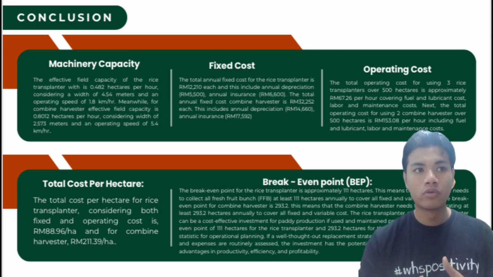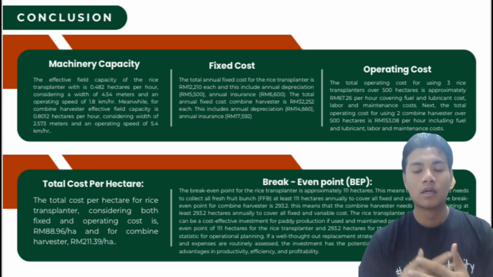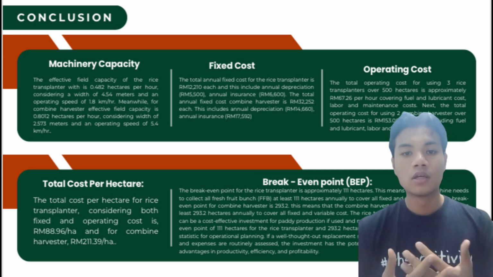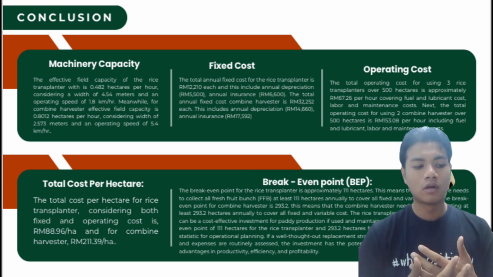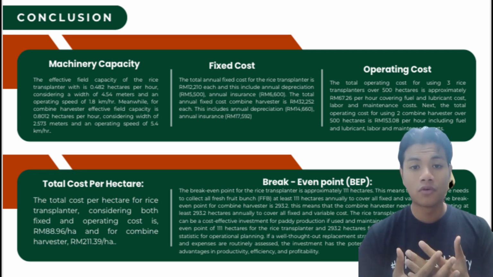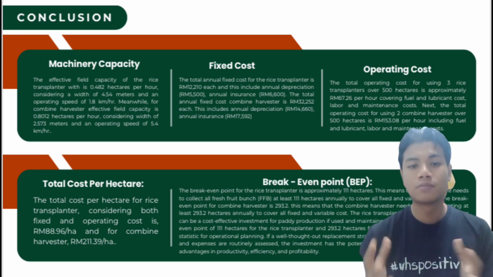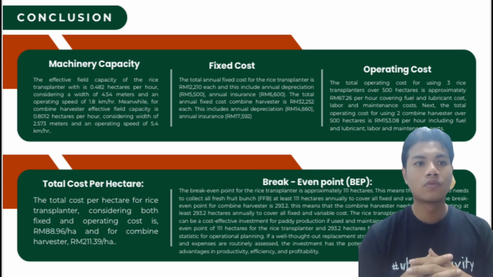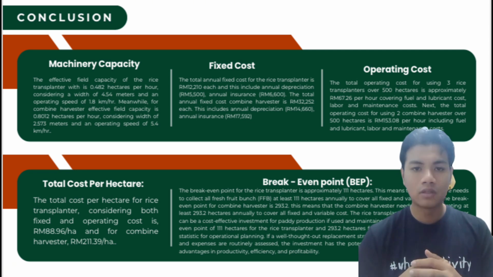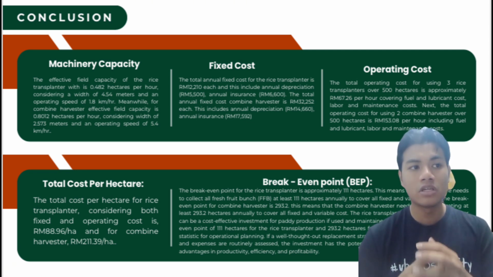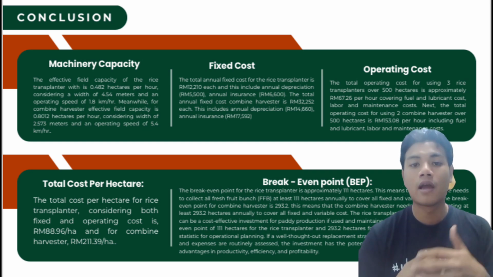Assalamualaikum. So I will conclude this case study, which is between the rice transplanter and the combine harvester. First of all, I will explain the EFC: for the rice transplanter we have 0.482 hectares per hour, while for the combine harvester we have 0.8012 hectare per hour. For the fixed cost, the rice transplanter has 12,210 each, including annual depreciation and insurance, while the combine harvester has 32,252 ringgit each, including annual depreciation and insurance.